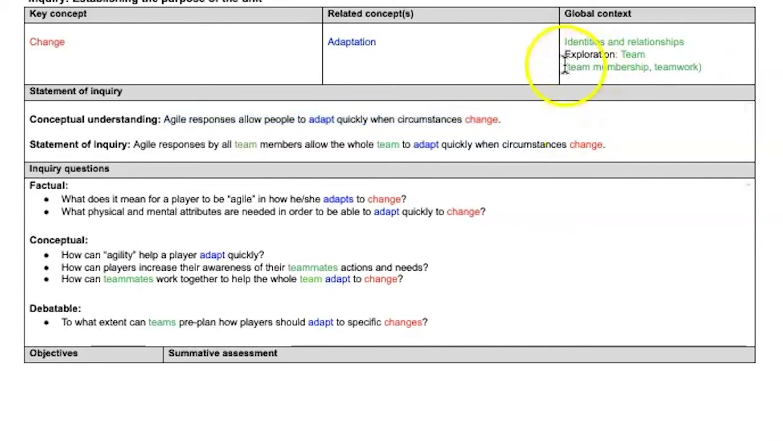Then they selected the global context, identities and relationships, and the exploration team, having to do with team membership and teamwork. So combining the conceptual understanding with the global context exploration, the statement of inquiry becomes agile responses by all team members allow the whole team to adapt quickly when circumstances change.